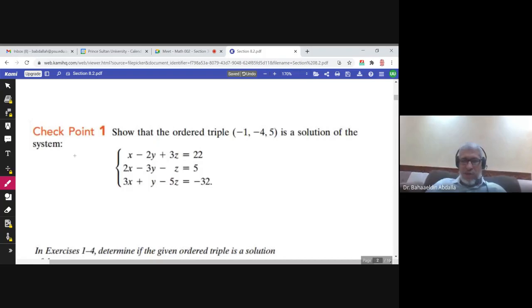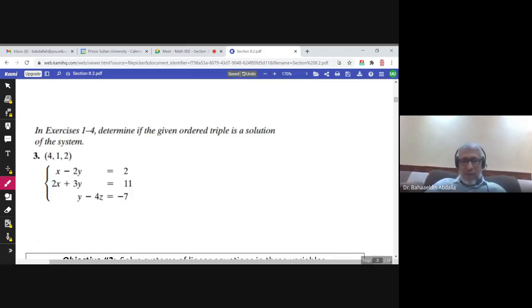Please check also that this ordered triple is a solution of this system. Let us check this one. This is x, this is y, this is z. So x is 4 minus 2 times y, y is 1. 4 minus 2, is it 2? Yes. 2 times x means 8, plus 3 times 1 means 3. Is it equal to 11? Yes. Y is 1 minus 4 times 2. 1 minus 8, is it equal to -7? Yes.